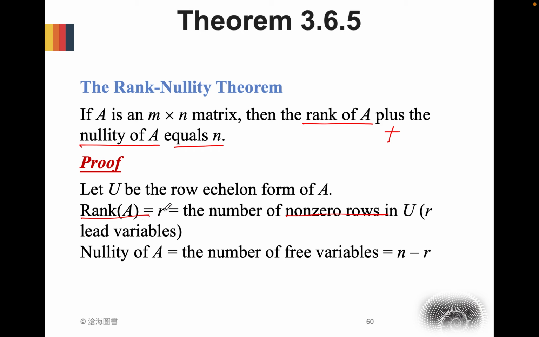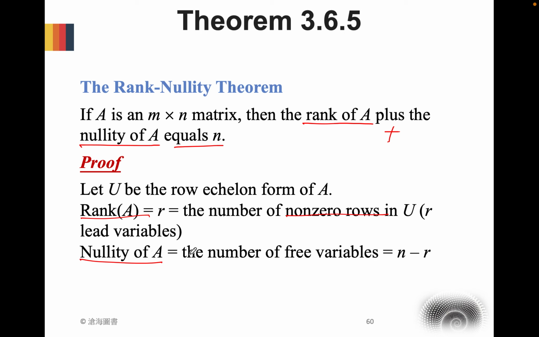So here we denote it as r. So r means we have r leading variables. We have r non-zero rows in U, as well as r leading variables. And then what is the nullity of A?